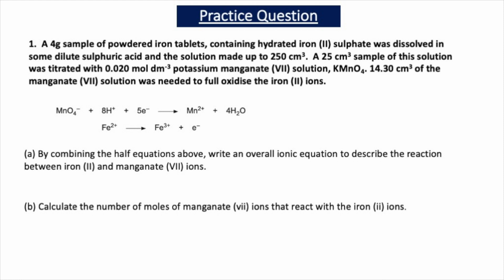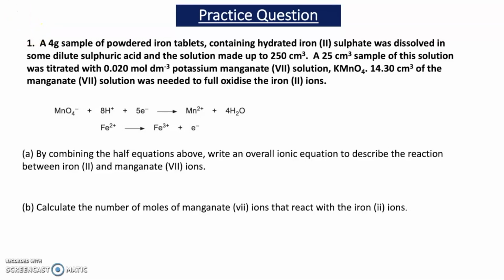So now let's go through parts A and B of this first practice question. Question 1 says a 4-gram sample of powdered iron tablets containing hydrated iron(II) sulfate was dissolved in some dilute sulfuric acid and the solution made up to 250 cm³. A 25 cm³ sample of this solution was titrated with 0.020 mol per dm³ potassium manganate(VII) solution, KMnO4, and 14.30 cm³ of the manganate(VII) solution was needed to fully oxidize the iron(II) ions.